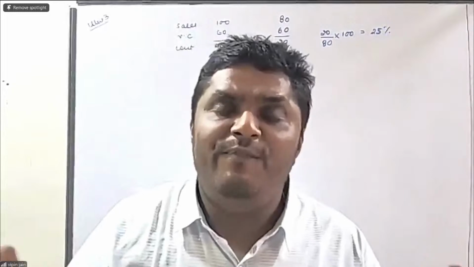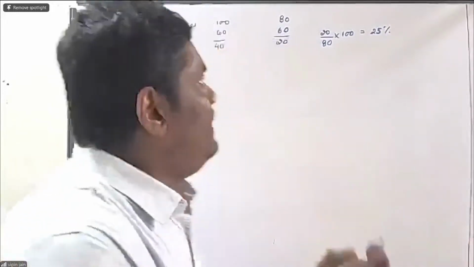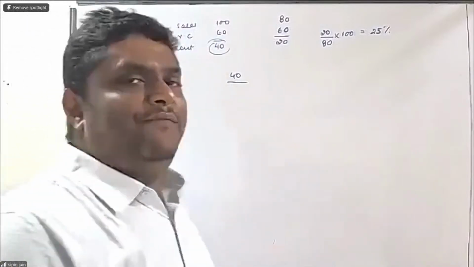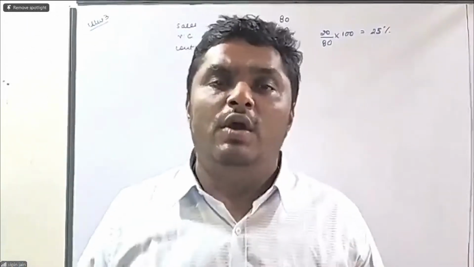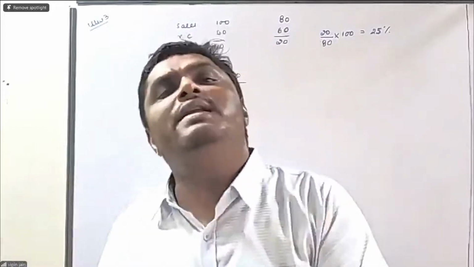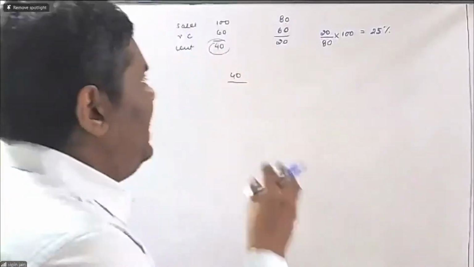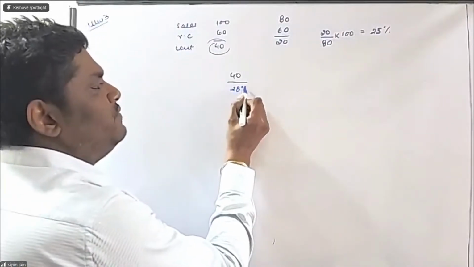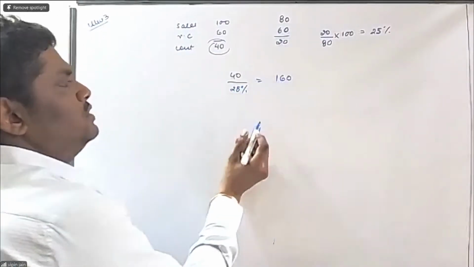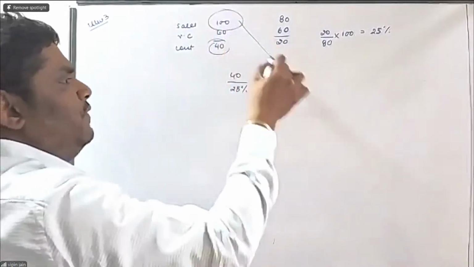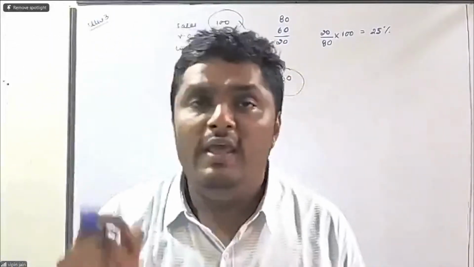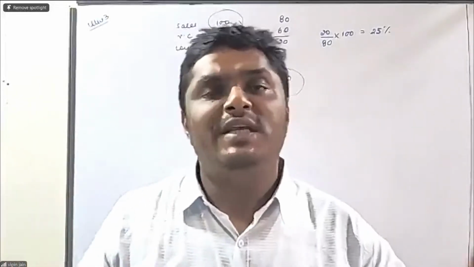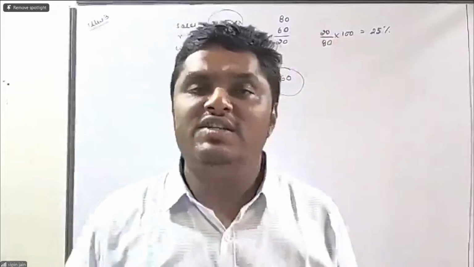So at a 25% PV ratio, if I want the same amount of profit, that is 40, how much sales is required? I want a profit of 40, whatever it is, be it increase in selling price or decrease in variable cost. With a PV ratio of 25%, how much sales will be required? 160. So if we increase the sales from 100 to 160, we can say that we have offset the 20% reduction in selling price.